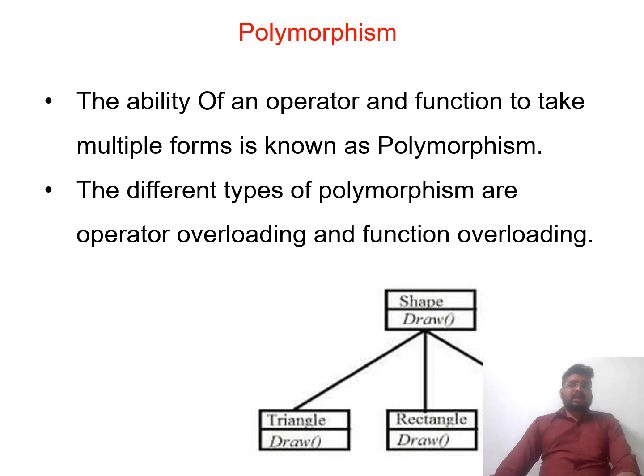A person at the same time can have different characteristics. A man at the same time is a father, a husband, and an employee. So the same person possesses different behavior in different situations. This is called polymorphism. An operator may exhibit different behavior in different instances. The behavior depends upon the type of data used with the operator. Here we take the example of a shape, which contains the common property of drawing. We categorize the different forms as triangle, rectangle, etc.